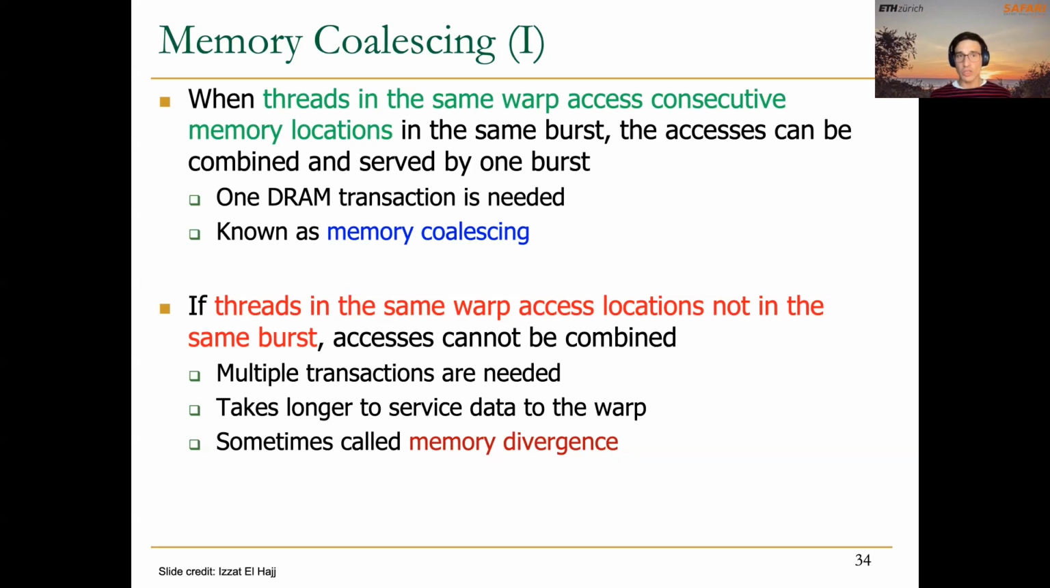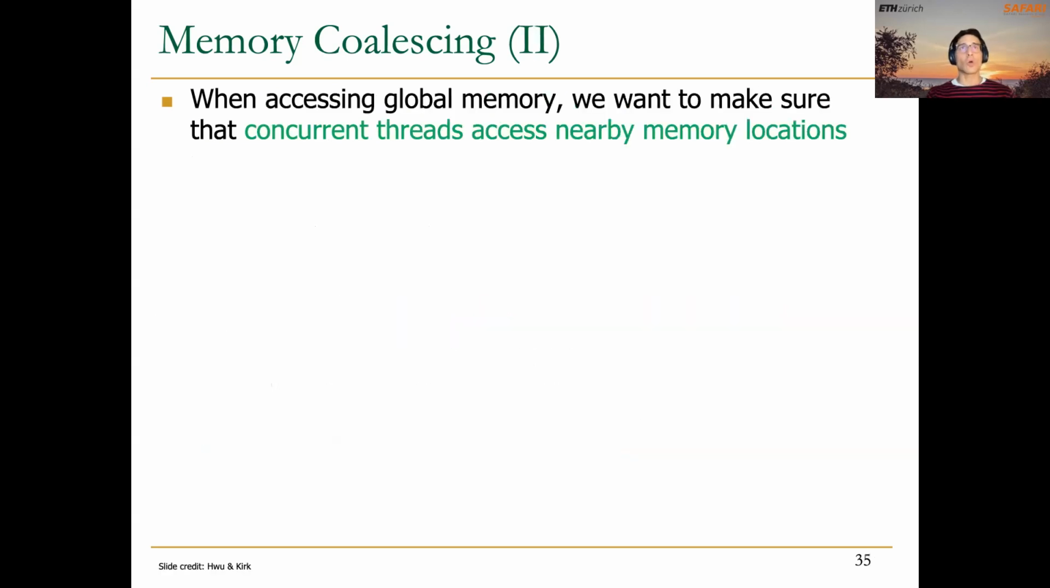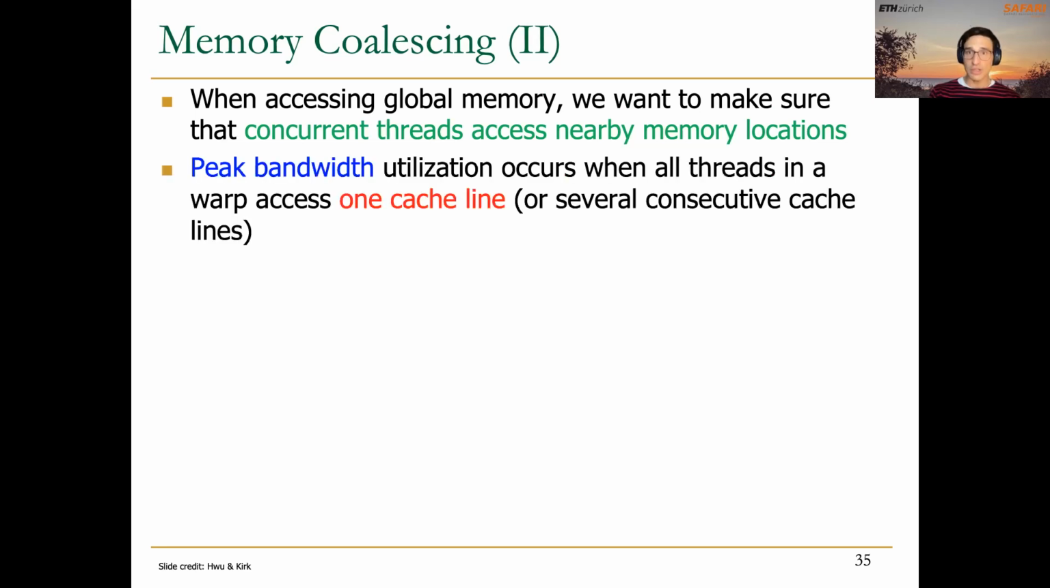So that's the difference between a coalesced access and an uncoalesced access. Let's take a closer look at this by discussing how the accesses to memory look. When accessing global memory, we want to make sure that concurrent threads access nearby memory locations. That's the way of achieving peak bandwidth utilization, when threads belonging to the same warp access one single cache line or several consecutive cache lines.